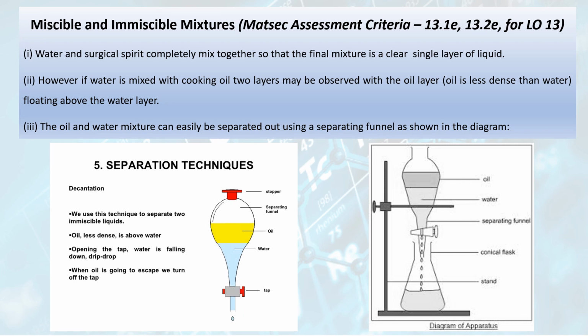Now, how could you actually separate oil and water from each other? There is a very important piece of glassware that you will find in any school laboratory. Now, I am referring to the separating funnel that you will see in the diagram, which is found at the bottom left. Okay, now I'm referring to this piece of equipment over here.